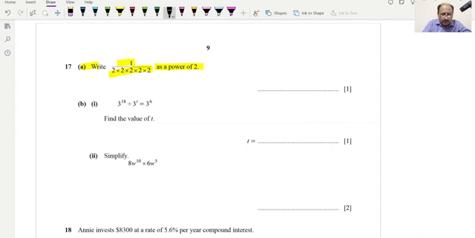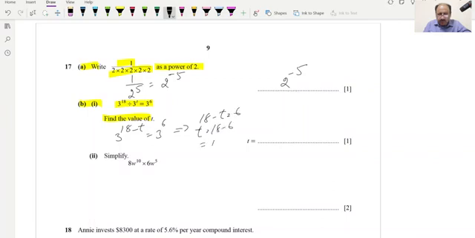Now question number 17: write this one as a power of 2. We can rewrite it as 1 over 2 raised to 1, 2, 3, 4, 5, which we can write as 2 raised to minus 5. So our answer will be this. Then part B 1: we have to find the value of t. We can write 3 raised to the power 18 minus t equals 3 raised to power 6, which implies 18 minus t equals 6, so t equals 18 minus 6, which is 12. So our answer will be 12.